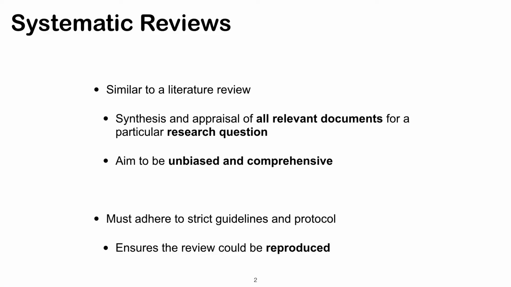What are systematic reviews? A systematic review is similar to a literature review. They are the synthesis and appraisal of all relevant documents for a particular research question. Their aim is to be unbiased and comprehensive, and it must adhere to strict guidelines and protocol. This ensures the review can be reproduced.